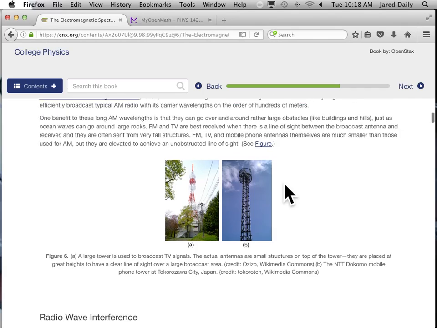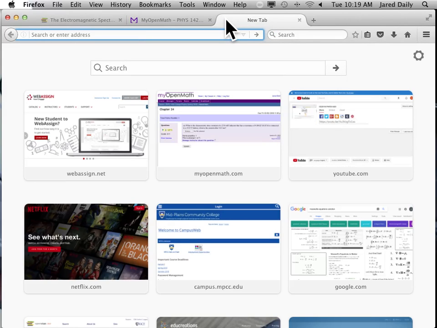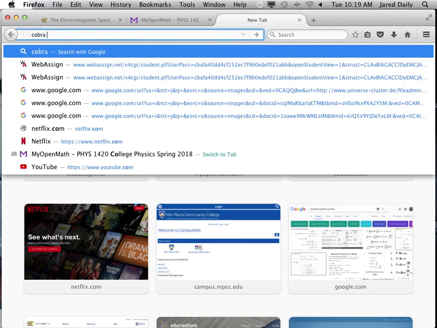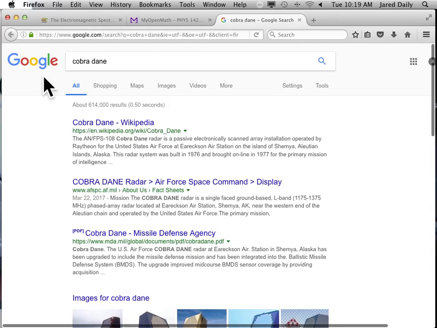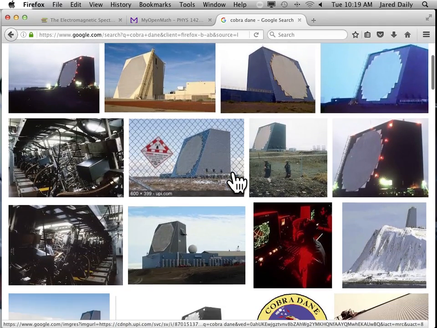All right. Anyway, it's kind of funny because the frequency that microwaves work at was discovered by a guy with a chocolate bar. Have you heard this story before? So there's this engineer. He's working on the Cobra Dane radar array in Alaska. The Cobra Dane radar array was the biggest radar array in the world. I don't know if it still is. But it's this huge radar array up in Alaska meant for spying on Russia.